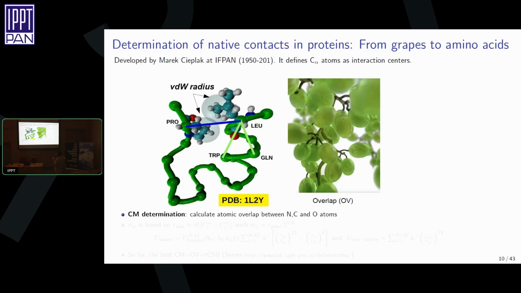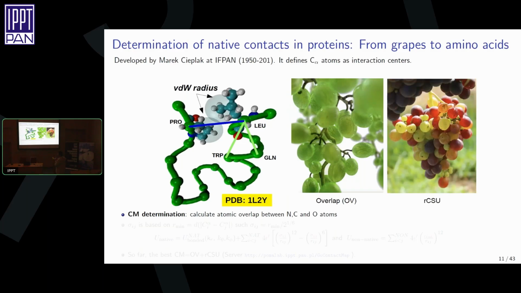You map native contacts based on the interaction between side chains. Two polar or two charged amino acids will attract each other and be closer. This is called structure-based modeling. It's similar to the overlaps between graphs. And once you find an overlap, you construct a potential that basically retains the position of the two C-alpha backbone atoms, right?